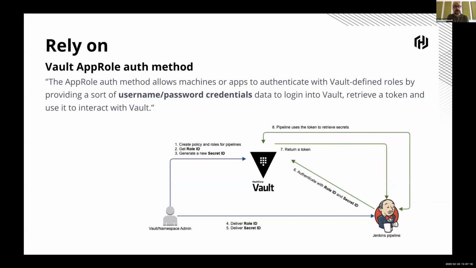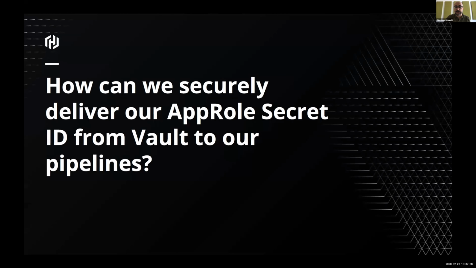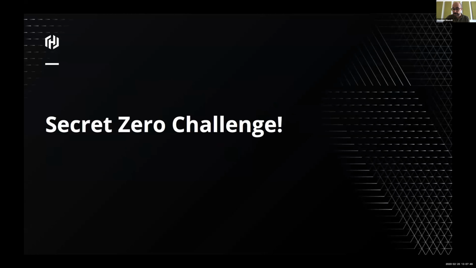And we had a kind of workshop with our HashiCorp Enterprise architect, so with you HashiCorp guys. And during the workshop, among all the other questions, we asked a very simple question: how can we securely deliver our AppRole secret ID from Vault to our pipelines? And the answer was, this is a secret zero challenge, meaning that you have to provide for the first time sensitive information like a password to some entity.